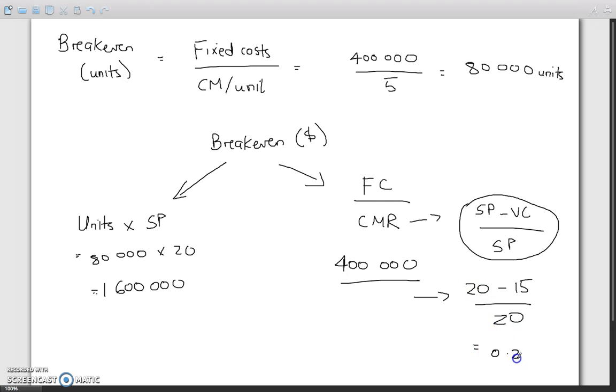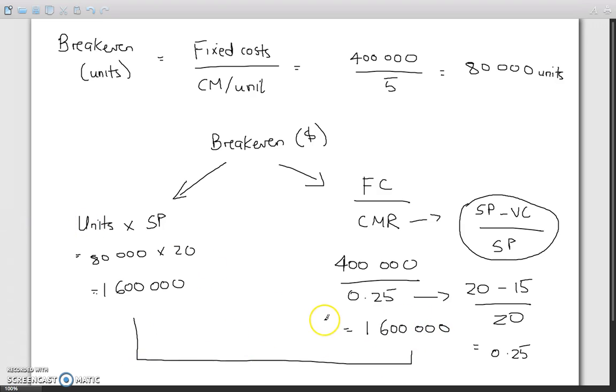So 0.25, right? So divide 400,000 by 0.25, and 400,000 divided by 0.25, you get the same answer. You get 1,600,000. So you can see over here that both answers are the same. I just use a different way to do each. Now you can choose to do whatever you want in the exam, unless the question asks you to do it a certain way. All right? So that was break even.